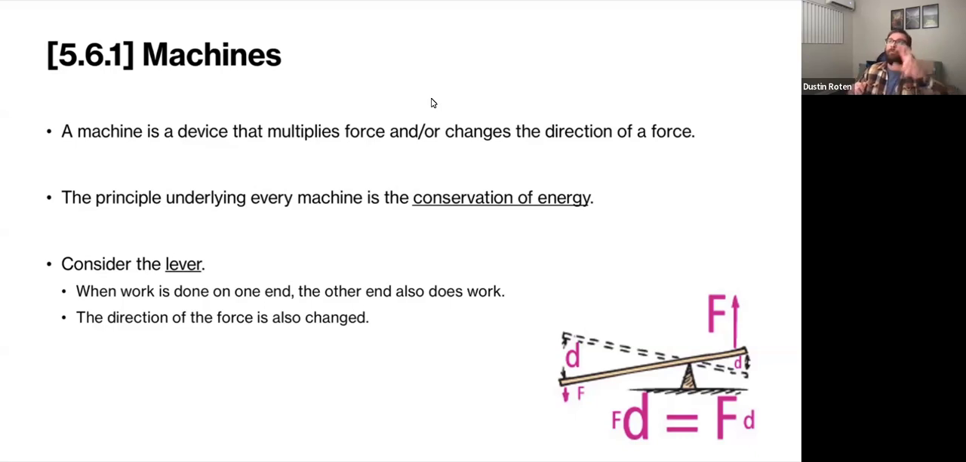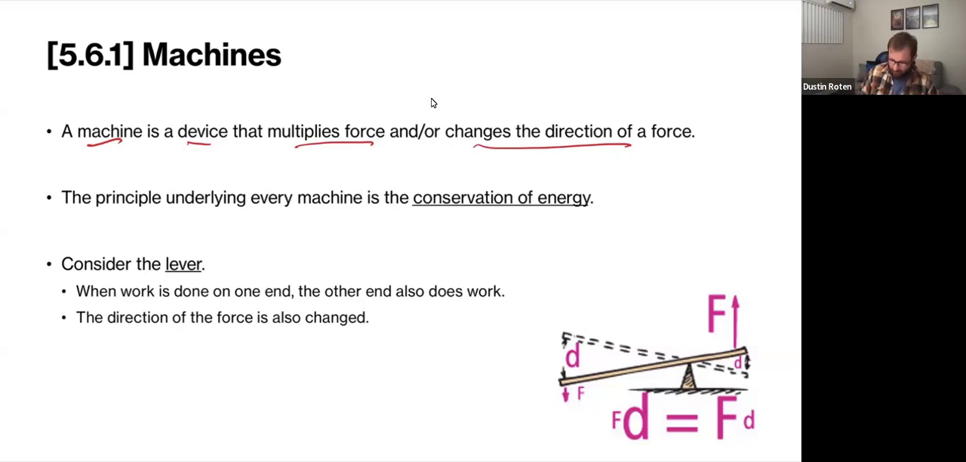So we've talked about work, power, kinetic energy, potential energy. And what we're going to move to next is essentially the applications of these ideas and where you're going to see them out in the wild, so to speak. A machine is essentially a device that multiplies force, and it could also change direction, or it could only change the direction of the force. The principle underlying every machine is the conservation of energy.